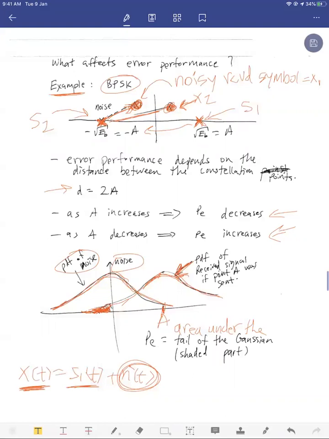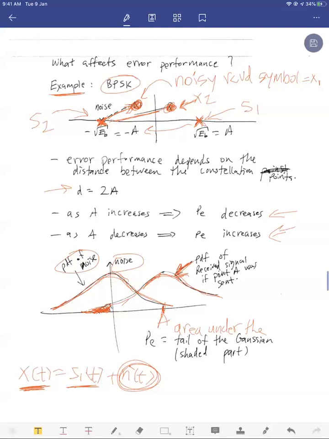And even from the graphical view, you're even able to deduce what is the optimum receiver, right? It's the nearest neighbor algorithm, okay? So in this very simple example, we actually closed the whole loop. We figured out, given this constellation, how to make the error performance better, how to decode it optimally, and how to even get a quantitative handle on the error performance. It's just the area under the tail of the Gaussian of the shaded part in the curve that I drew.